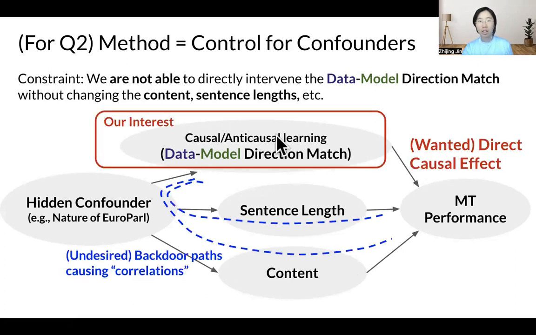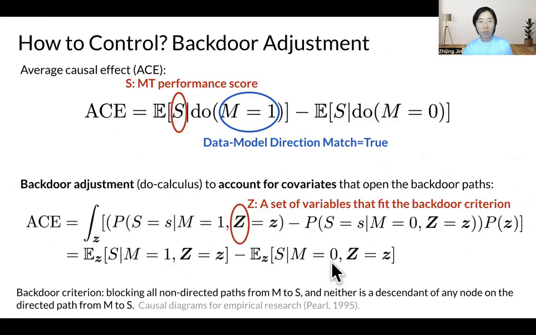So how can we look into the effect of our variable of interest, its direct effect on machine translation performance, by accounting for unwanted correlations through backdoor paths, as noted in do-calculus of Judea Pearl? And in this case, the backdoor path goes through sentence length and content. What we do is that we try to get the average causal effect of the expectation of the machine translation performance score when the direction match is 1 versus when the direction match is 0.